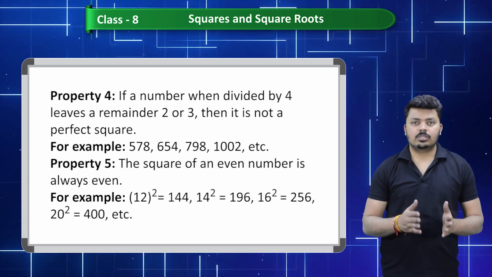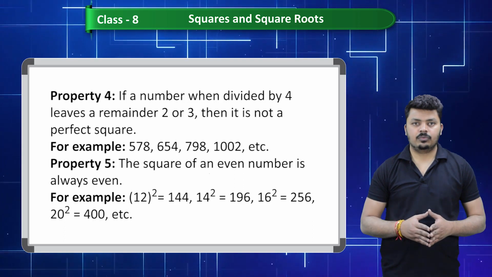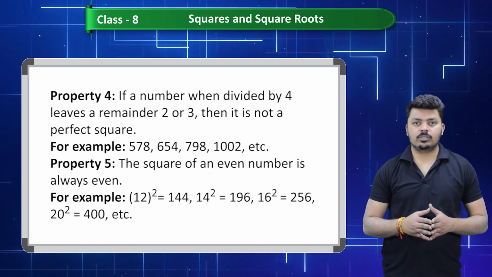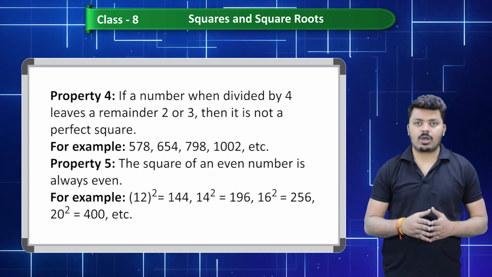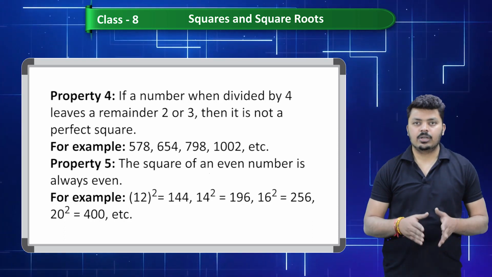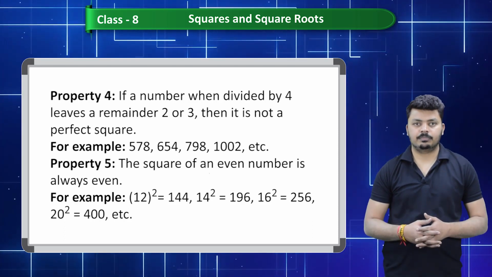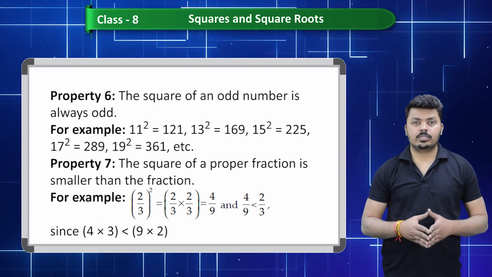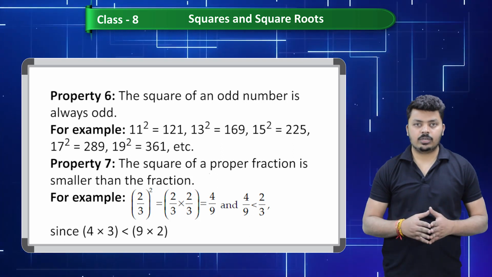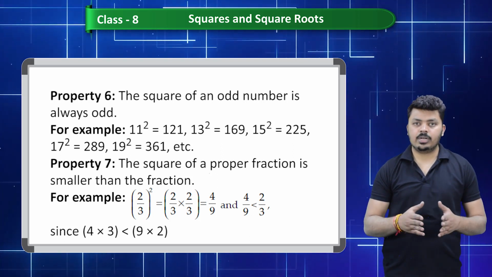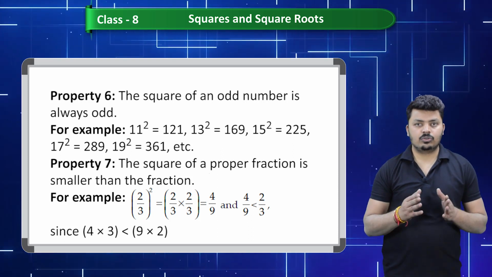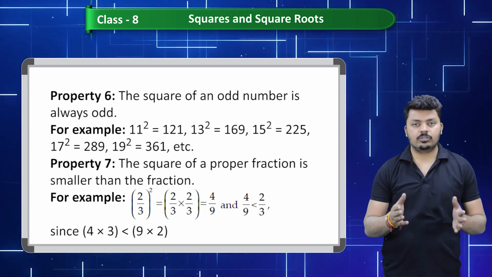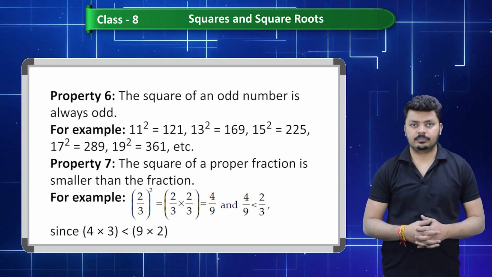Property 5. The square of an even number is always even. For example, 12 square equals 144, 14 square equals 196, 16 square equals 256, 20 square equals 400, etc. Property 6. The square of an odd number is always odd. For example, 11 square equals 121, 13 square equals 169, 15 square equals 225, 17 square equals 289, 19 square equals 361, etc.